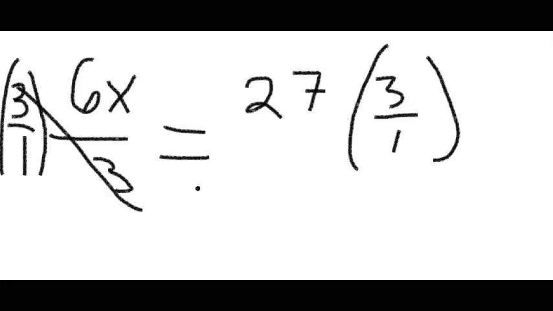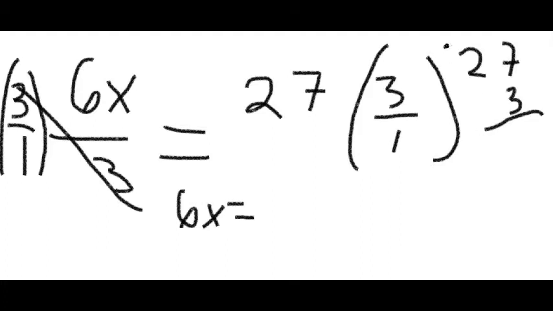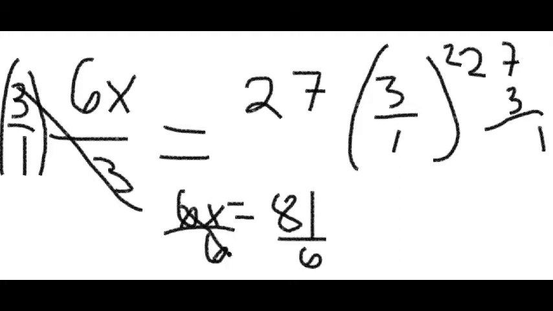This crosses out, and then we have 27 times 3. I'm not sure what that is off the top of my head, so I'll work it out. 27 times 3 is 81. So we have 6x equals 81. Now we have to divide both sides by 6. After you see how many times 6 goes into 81, you have your answer. Same philosophy applies for the problem, more or less the same style of working the problem.